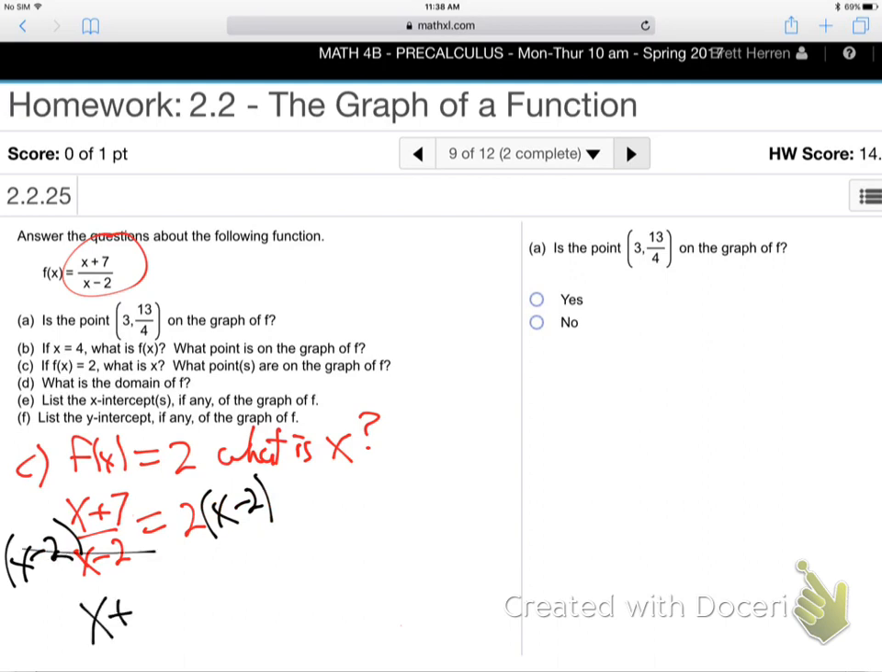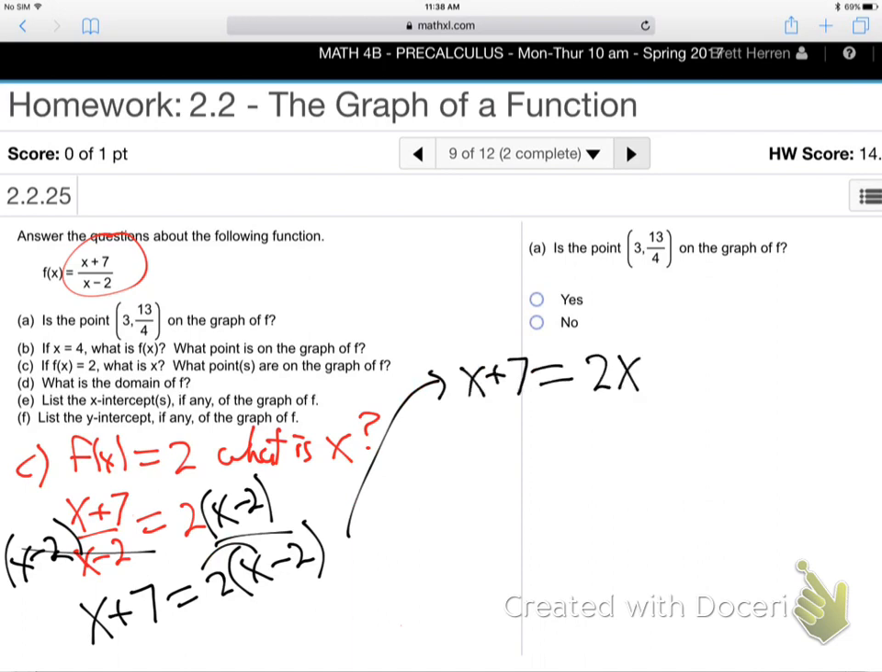So you get x plus 7 is 2 times x minus 2. Like that, right? So when we have denominators, we always just multiply both sides by that denominator. Pretty much how we handle it. Distribute it on through here. So we get x plus 7 is 2x minus 4. Like that. Got to solve for x now.